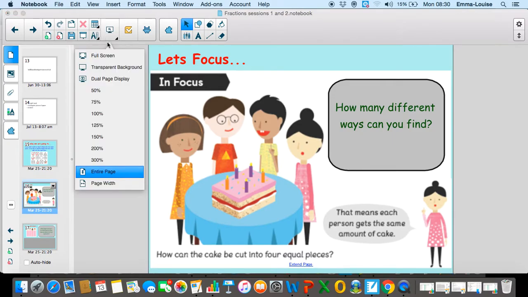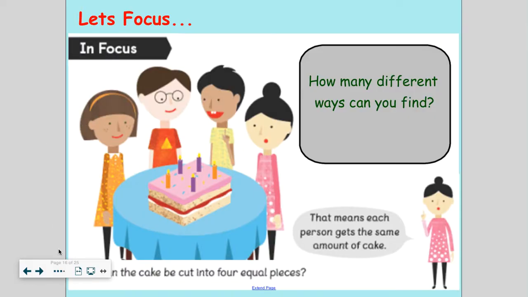Here's our InFocus for the day. These children would like to share this birthday cake equally into four pieces. That means each person gets the same amount of cake. Now, I can tell you that is a rectangular cake. How many different ways can you find to share a rectangle into four equal pieces? Pause the video to investigate.